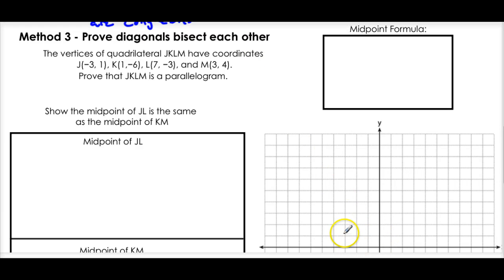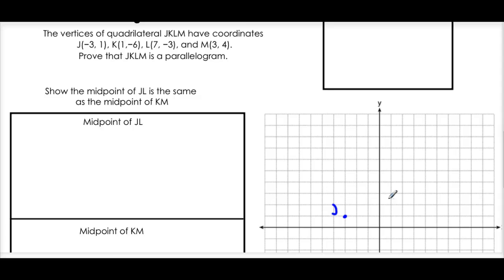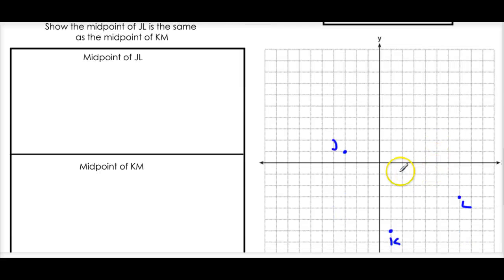So J is negative 3, 1. All right, that's our J. K is 1, negative 6. 3, 4, 5, 6. L is negative 7, 7, negative 3. 1, 2, 3, 4, 5, 6, 7, negative 3. And our M is 3, 4. So 1, 2, 3, 1, 2, 3, 4.